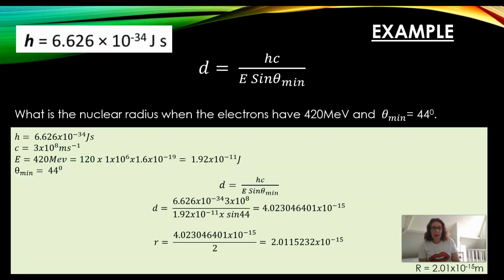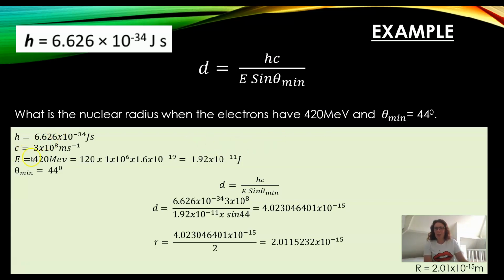So let's have a look at how that works. I'm going to use h is 6.626 times 10 to the minus 34 joule seconds. I'm going to use this equation, d equals hc over E sine theta minimum. It says, what is the nuclear radius when the electrons have 420 mega electron volts and theta minimum is 44? Now this d is the diameter, so whatever you get out you're going to need to halve, and it's also in meters. Because it's in meters, which is a standard unit, you can't have mega electron volts, you need to have joules.